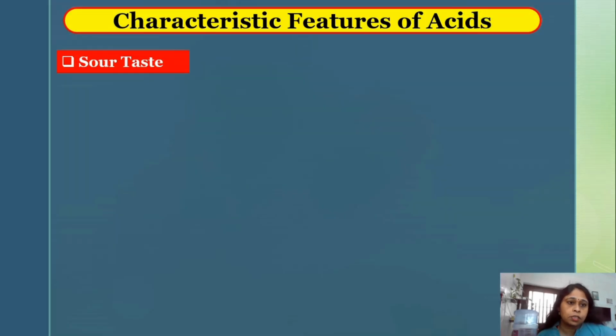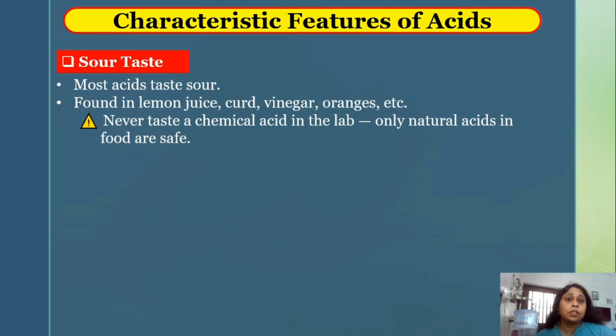So the first feature is that it has a sour taste. Most acids have a sour taste, but we should not taste a chemical acid that is present in the lab. Only natural acids in food are safe, that is lemon juice, curd, vinegar, oranges. These have natural acids and they are weak acids.